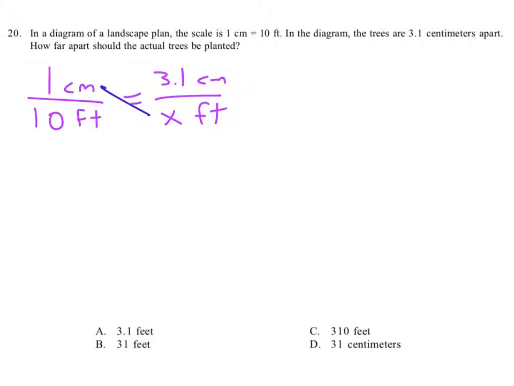And fun fact, this times this just gives you x. This times this gives you 31. Okay, and what we're looking for there, x. What was the unit of x? X should be in feet. So we can say then the trees should be planted 31 feet apart.